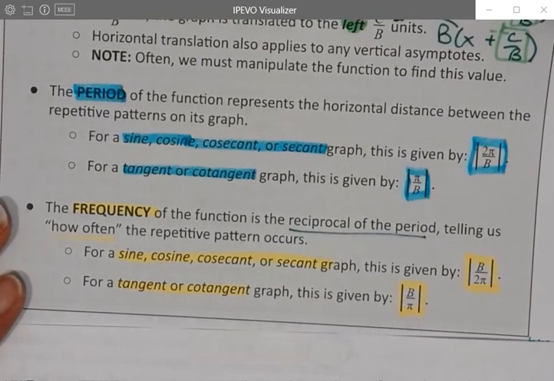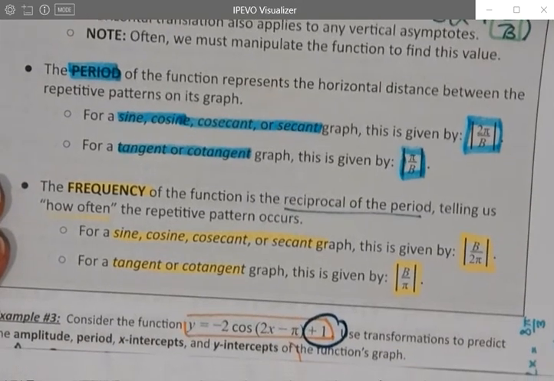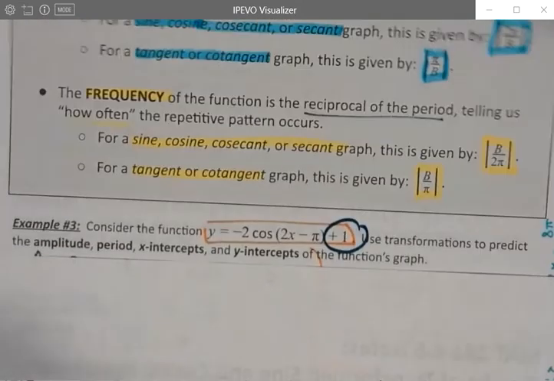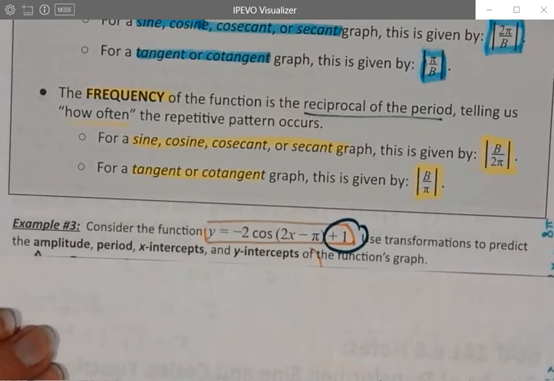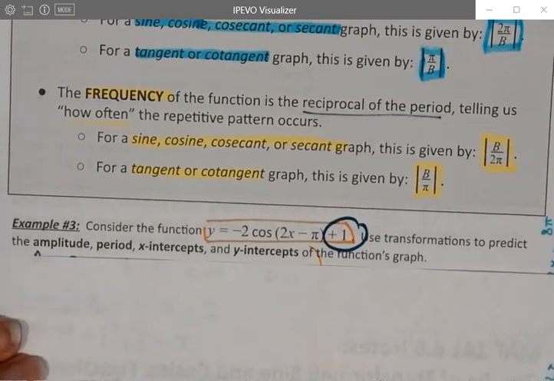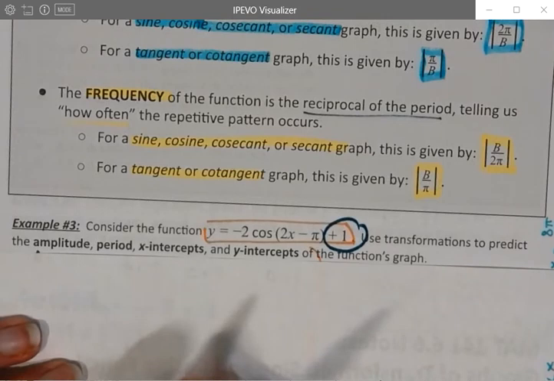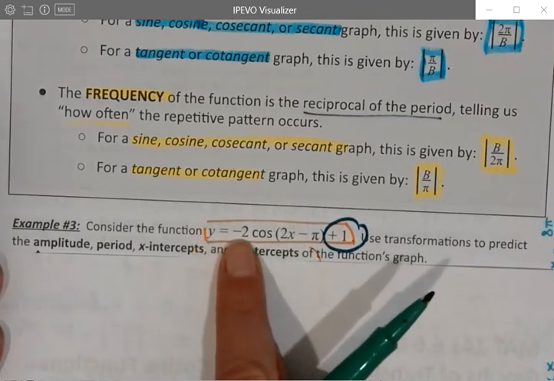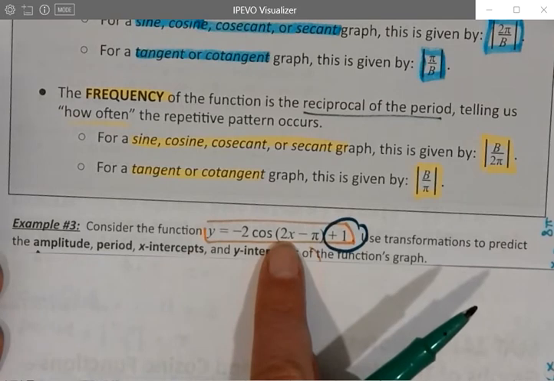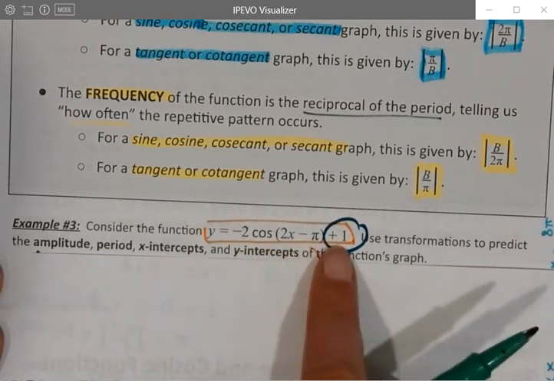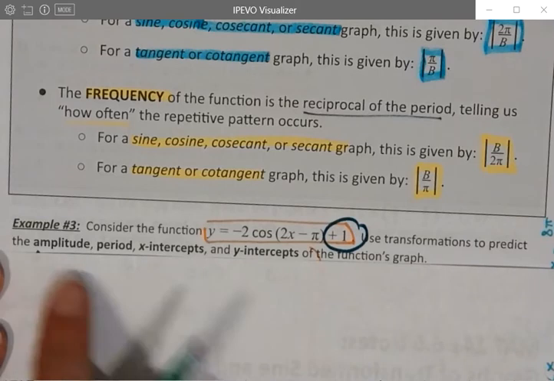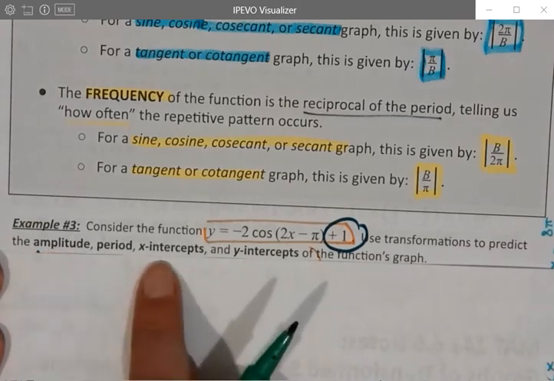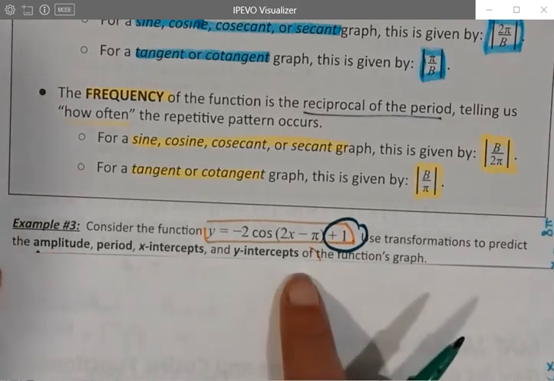All right. Now, let's take a look at the next one, and I already wrote a lot before I got to restart this video, so I'm going to rewrite it this time here. So I'm considering the function y equals negative 2 cosine of 2x minus pi plus 1. And we want to talk about the amplitude, the period, the x-intercepts, the y-intercepts of the function's graph.